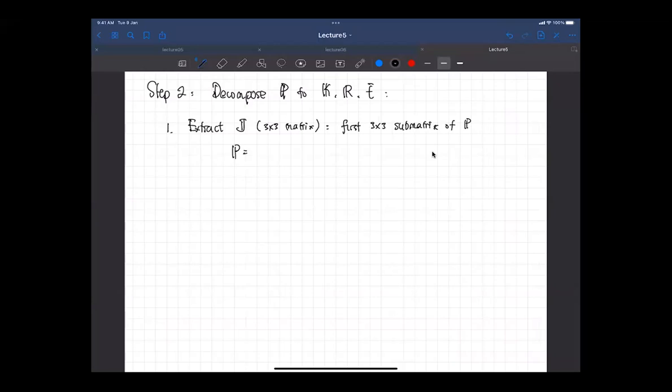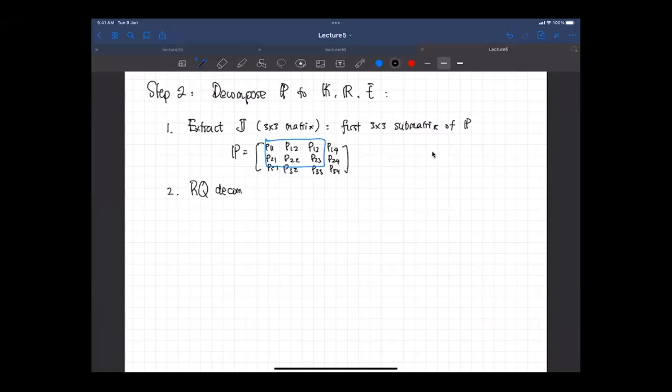So imagine that you have P, P11, P21, P31, P12, P13, P14, P22, P23, P24, P32, P33, P34. The first three by three submatrix means that you take this as J. That's the meaning of the sentence there. And once we have J, we use RQ decomposition.